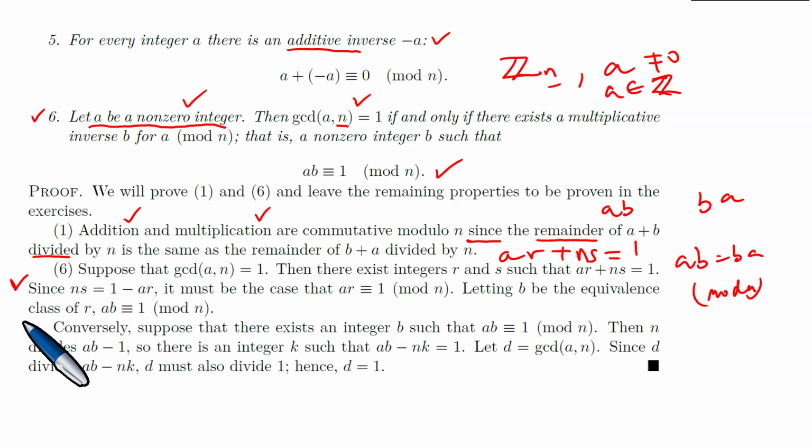Okay, I'm taking a deep breath because I want us to analyze this. Of course this is true from the division algorithm, but I want us to look at the algebraic manipulation and then say, let's make NS the subject, and therefore NS becomes equal to 1 minus AR. And the author of the book goes on to say, it must be the case that AR is equivalent to 1 modulo N. Why is this the case?